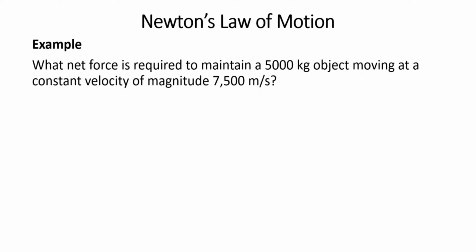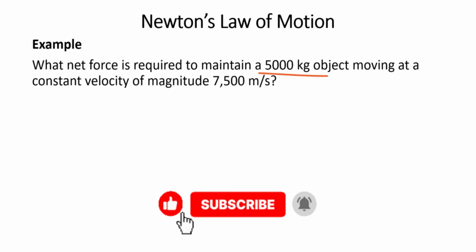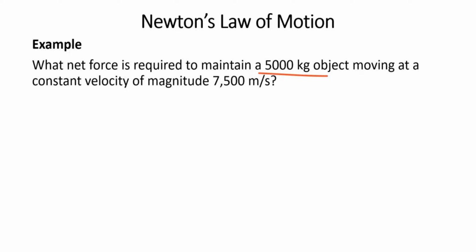Remember that Newton's first law of motion states that an object will continue in a state of motion unless an unbalanced force acts on it. Therefore, there is no net force required to maintain this 500-kilogram object moving at a constant speed. The net force here is equal to 0, because the object is just moving at its constant speed, so no force is required.